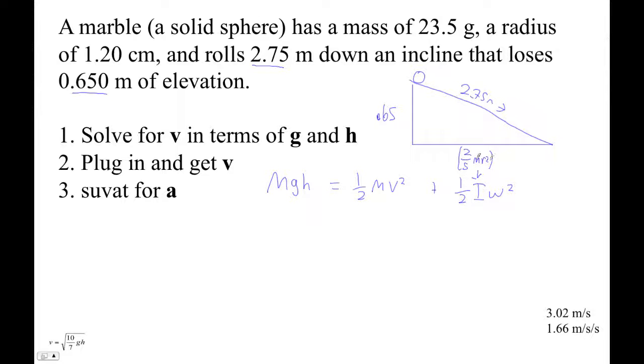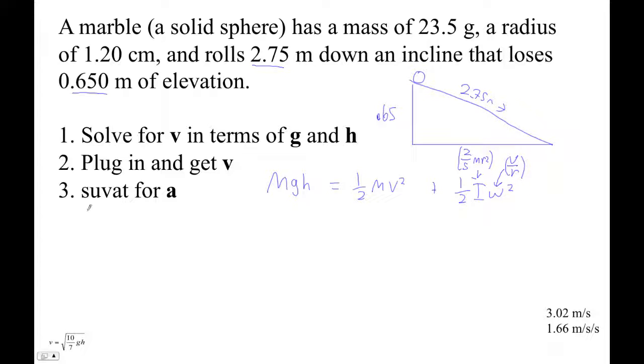Is it a sphere? I'll have that on the assessment. I'll have all these different moments of inertia, and you choose the correct one. Actually, on these I just tell you what it is in the problem, and it's not one of the standard ones. It's always some weird one that you've never seen before. All right, and then we're going to substitute for omega. Omega is just the linear velocity divided by the radius.